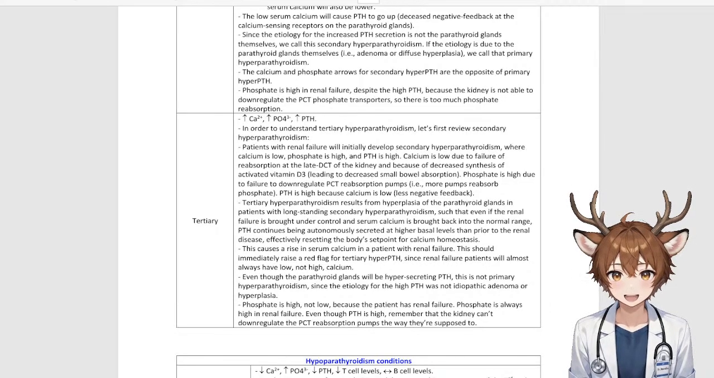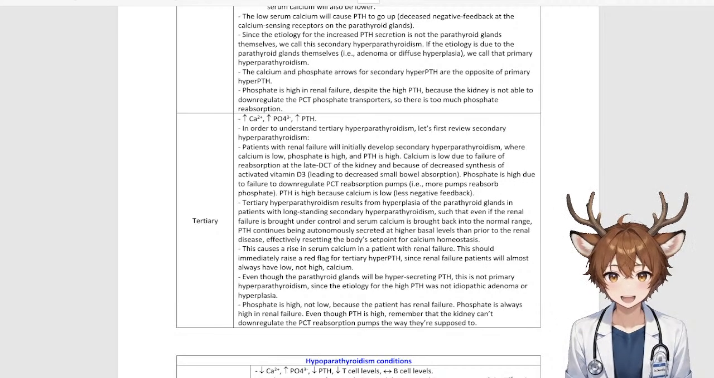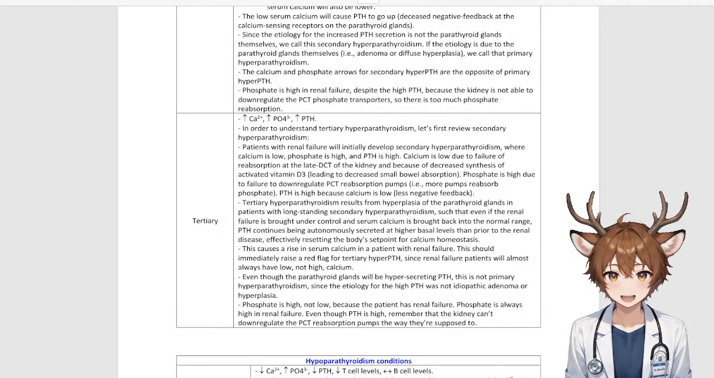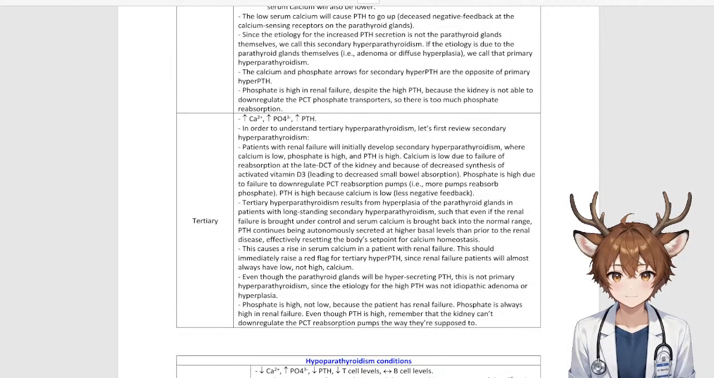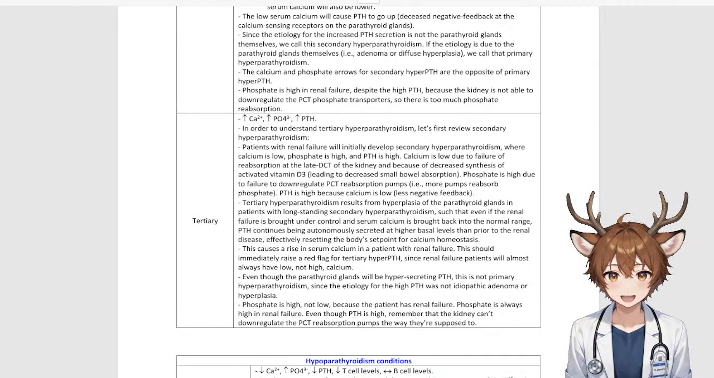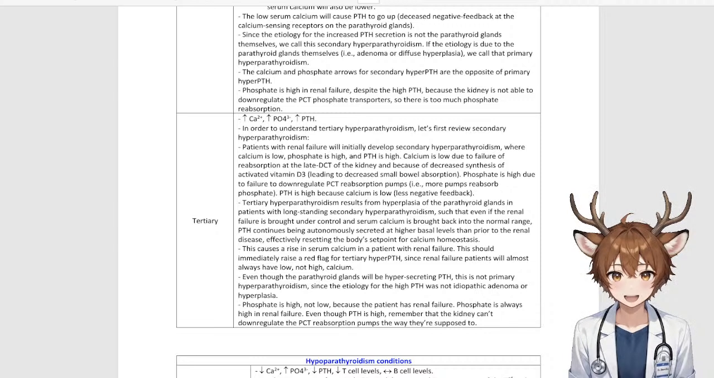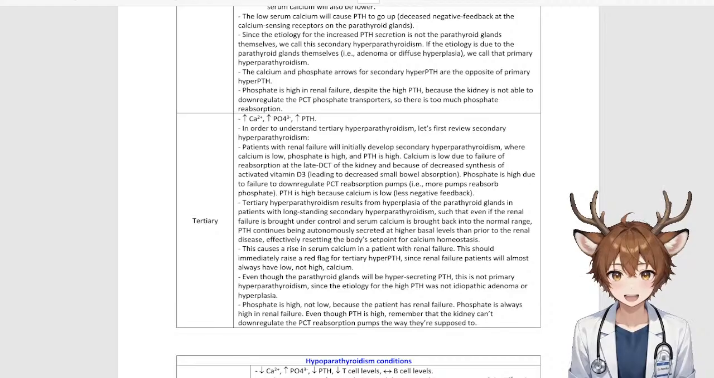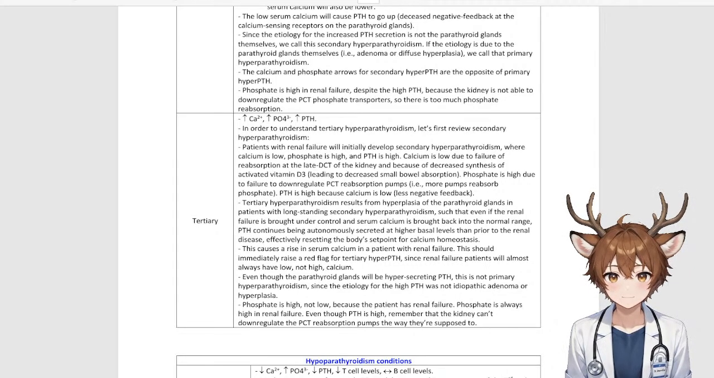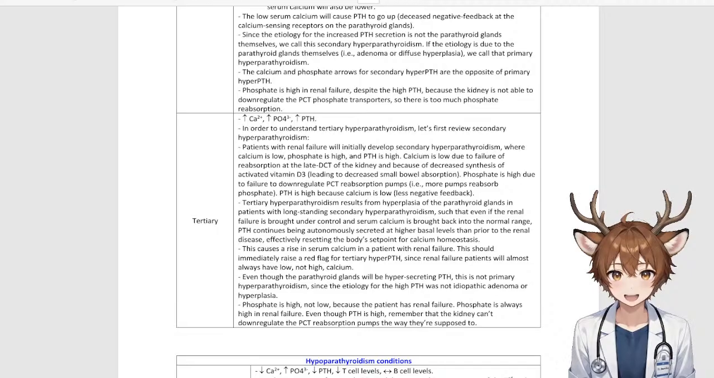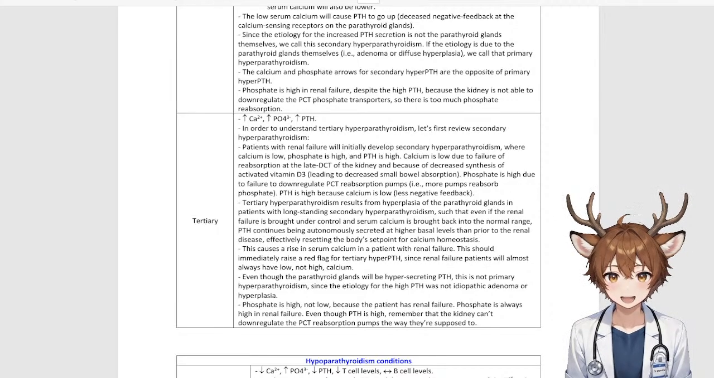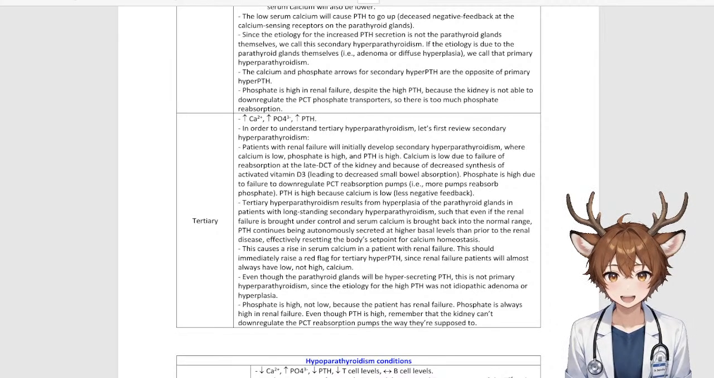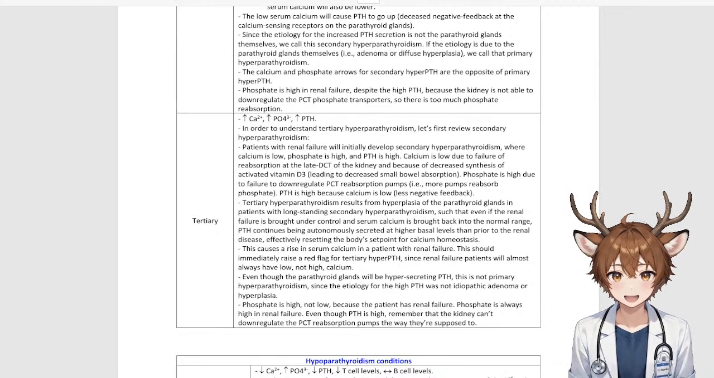This causes a rise in serum calcium in a patient with renal failure. This should immediately raise a red flag for tertiary hyperparathyroidism, since renal failure patients will almost always have low, not high, calcium. Even though the parathyroid glands will be hypersecreting PTH, this is not primary hyperparathyroidism, since the etiology for this high PTH was not idiopathic adenoma or hyperplasia. Phosphate is high, not low. Because the patient has renal failure, phosphate is always high in renal failure. Even though PTH is high, remember that the kidney cannot downregulate the PCT, proximal convoluted tubule, reabsorption pumps the way they're supposed to.